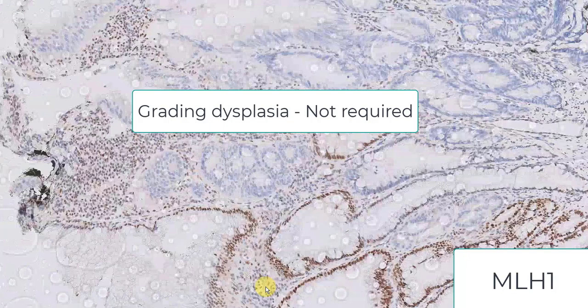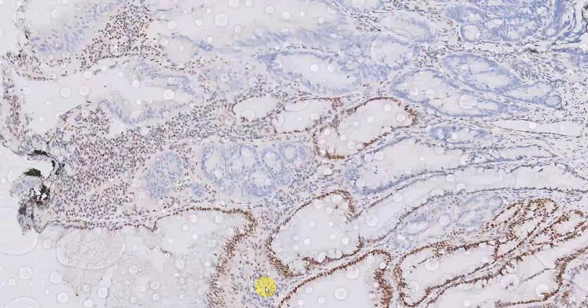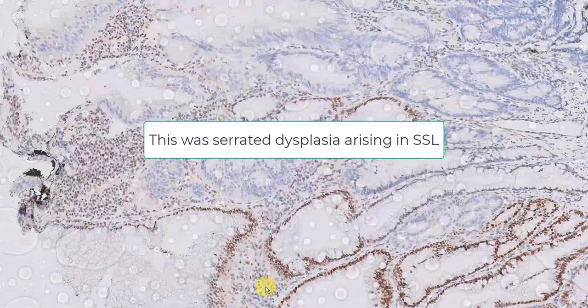And finally, there are actually two kinds of dysplasia. There's the adenomatous dysplasia and the serrated dysplasia. Does it matter clinically? No, it doesn't, so don't bother yourself. But if you must know, this is the serrated kind of dysplasia. The adenomatous type dysplasia looks like a tubular adenoma. So bottom line, this is a sessile serrated lesion with dysplasia with loss of MLH1.